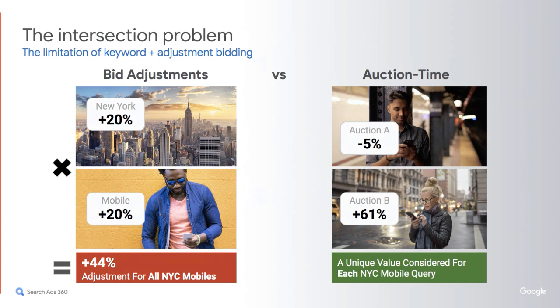Auction time bidding is going to avoid that problem. Right from the start, all the signals are going to be taken into consideration for each individual user, and the bid is specific to the predicted conversion rate of that user. So in this example here, we have auction A at minus 5% and auction B at plus 61%.